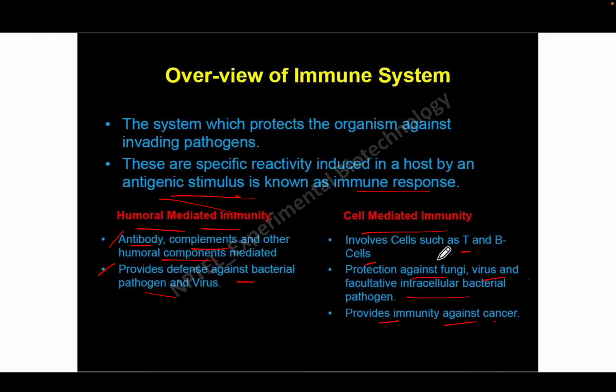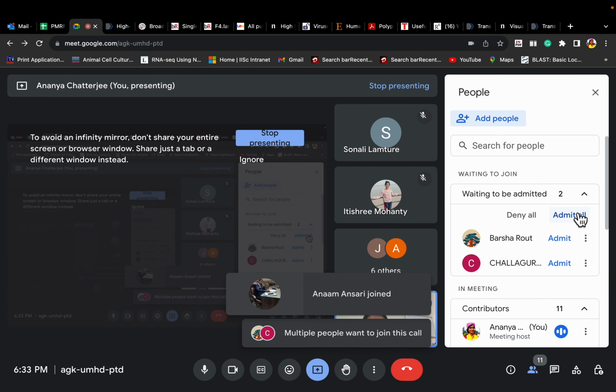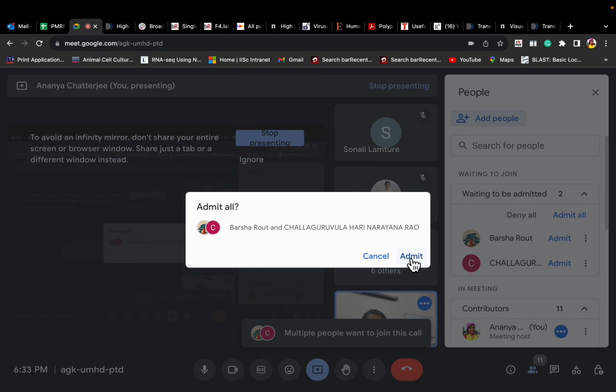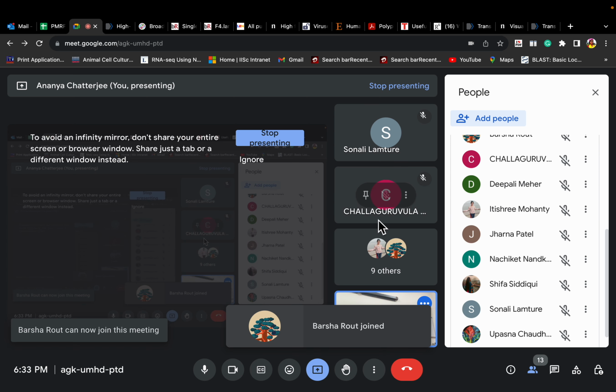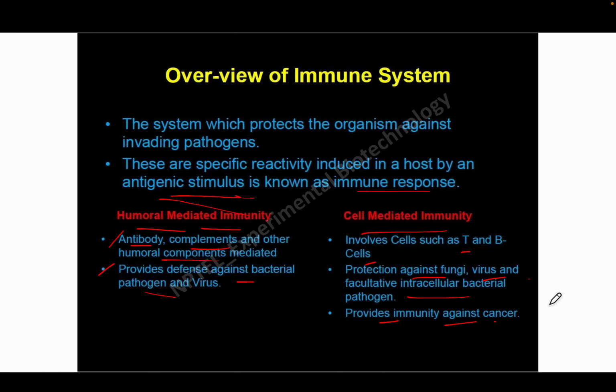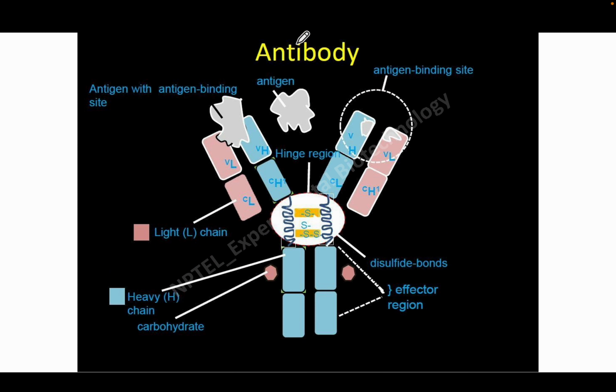So what does cell mediated immunity do? It involves cells such as T and B cells. It protects against fungi, viruses and facultative intracellular bacterial pathogens, and provides immunity against cancer. Now let's understand about antibody.